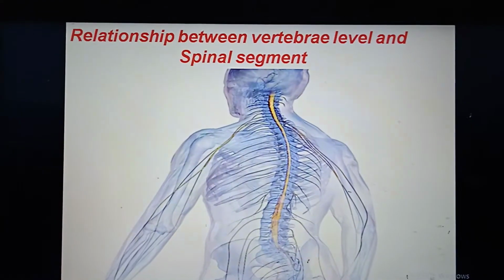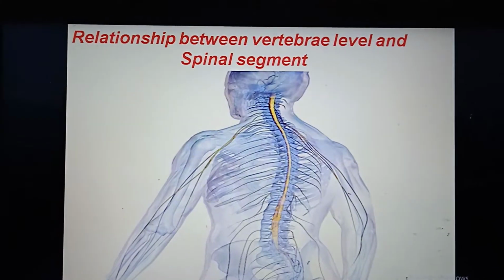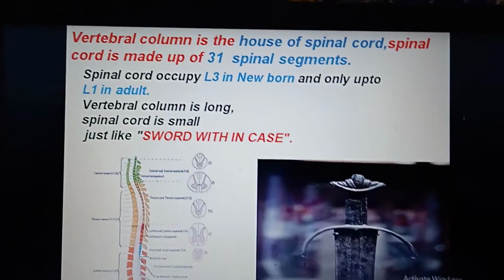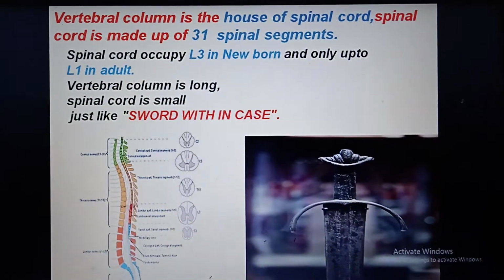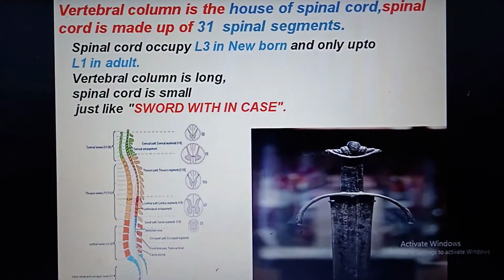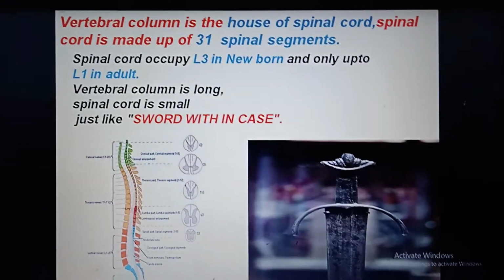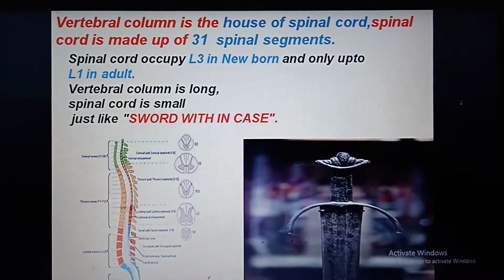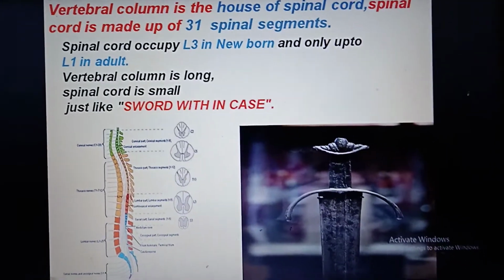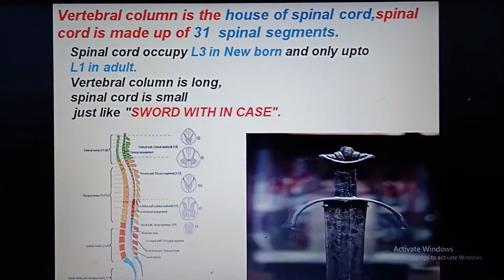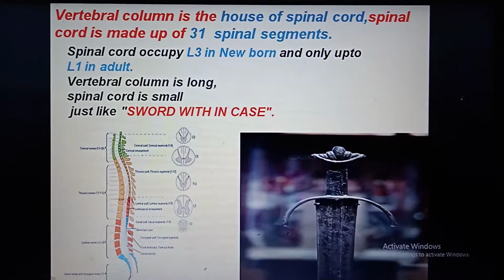Hello viewers. Today we will discuss the relationship between vertebral level and spinal segment. The vertebral column is the house of the spinal cord. A spinal cord is made up of 31 spinal segments. The spinal cord occupies up to L3 in a newborn and only up to L1 in an adult. The vertebral column is long and the spinal cord is short, just like a sword within a case.